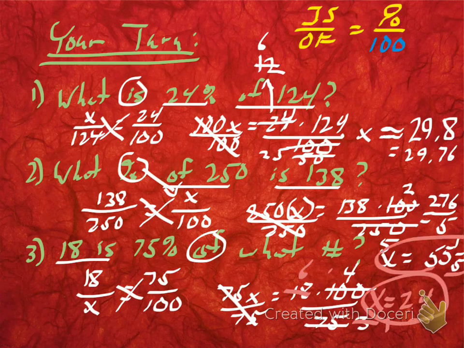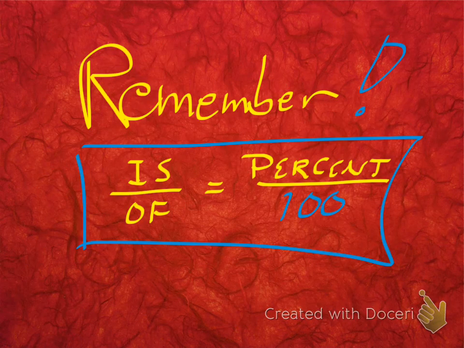There's my answer for the second one, and here is my answer, either approximate or exact for the third one. Okay, so those are the answers you should have got. About 29.8, 55.2 or 55 and 1/5, and 24. All right, so one final thought to leave you with. Remember, is over of equals percent over 100. Again, note the colors. The is, of, and percent can all be unknowns, and the 100 will always go underneath the percent. That is it.